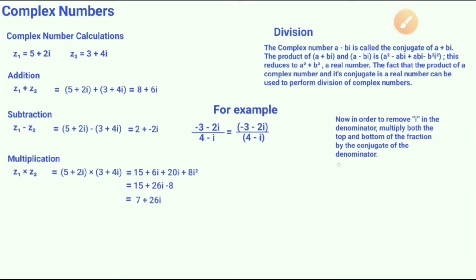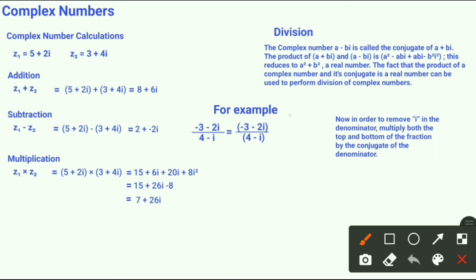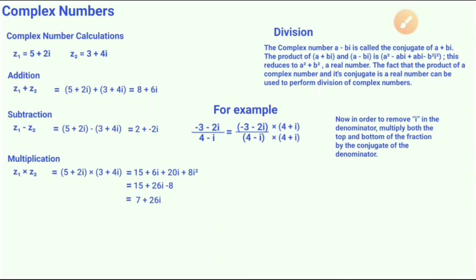For example, you get this. Now in order to remove iota in the denominator, multiply both the top and bottom of the fraction by the conjugate of the denominator, which means multiplying this by 4 plus iota and this by 4 plus iota. Multiplying this, the iota in the denominator will vanish.